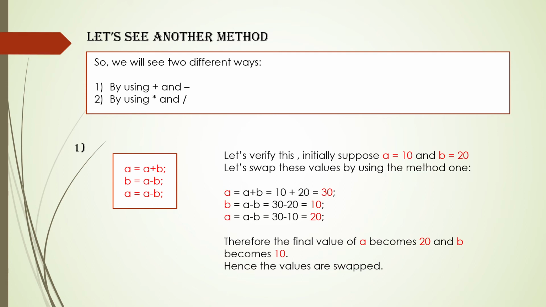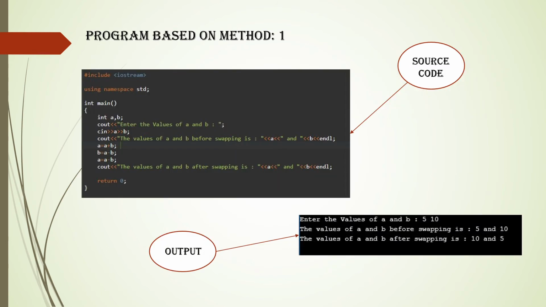So see the sample program based on this approach. In this also the user is giving two values of his or her choice, and the program is swapping the values using the previous approach only. We have understood this right now.